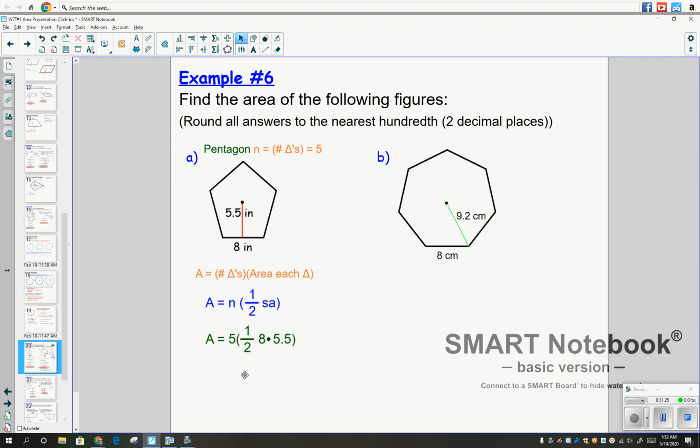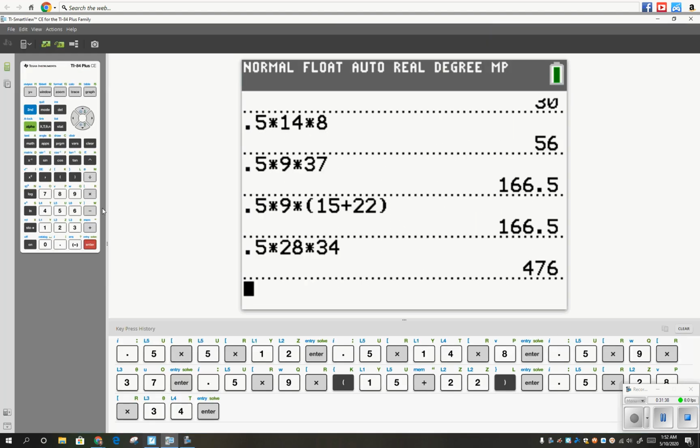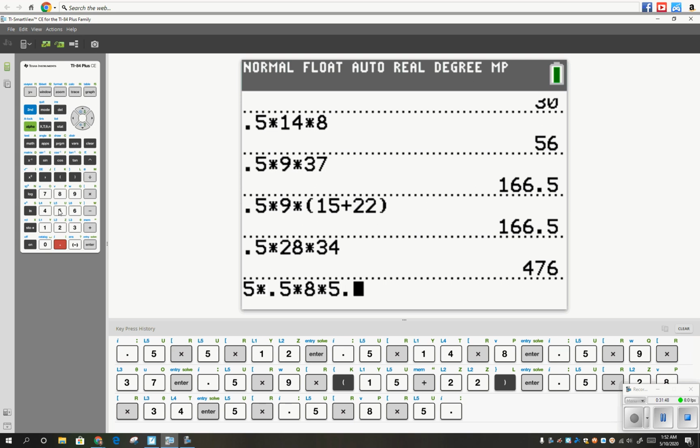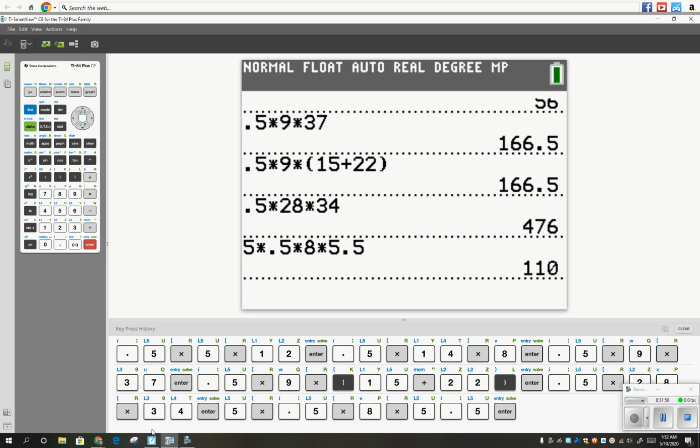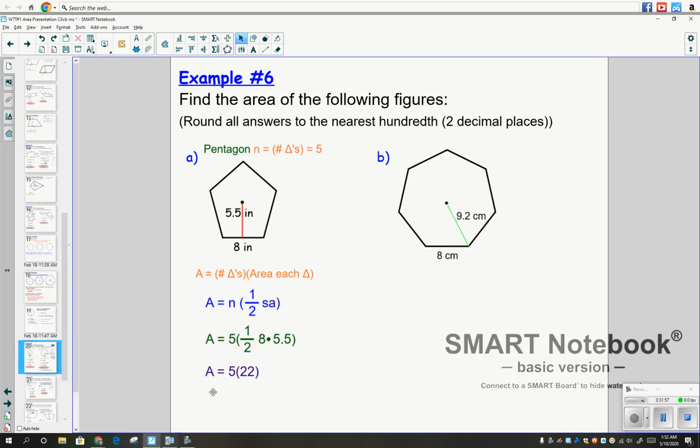So you can do 1/2 times 8. So you get 2 options here. Option number 1 is I can take 1/2 times 8 times 5.5, and I can find the area of the triangle to be 22. Do you need to do that? No. What I would just do in my calculator is 5, because that's the number of triangles, times 1/2 times the side, which is 8, times the apothem, which is 5.5, and I end up with my answer of 110 inches squared, which is 5 times 22 is 110.